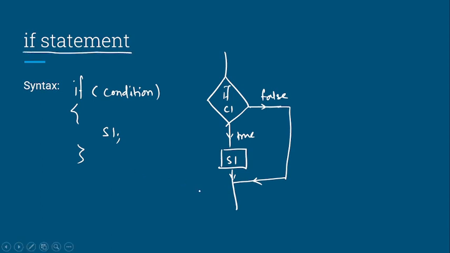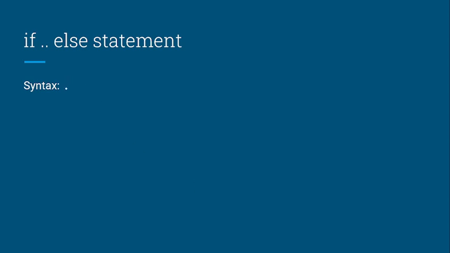Let's move ahead. If else is quite similar. So if we have, let's say, condition 1, then we have a set of statements to be executed. Again, the rule of braces is the same. Else, now else itself indicates when the condition is false. Then I'll have a different set of statements to be executed. So if the condition is true, then this set of statements, else this set of statements.